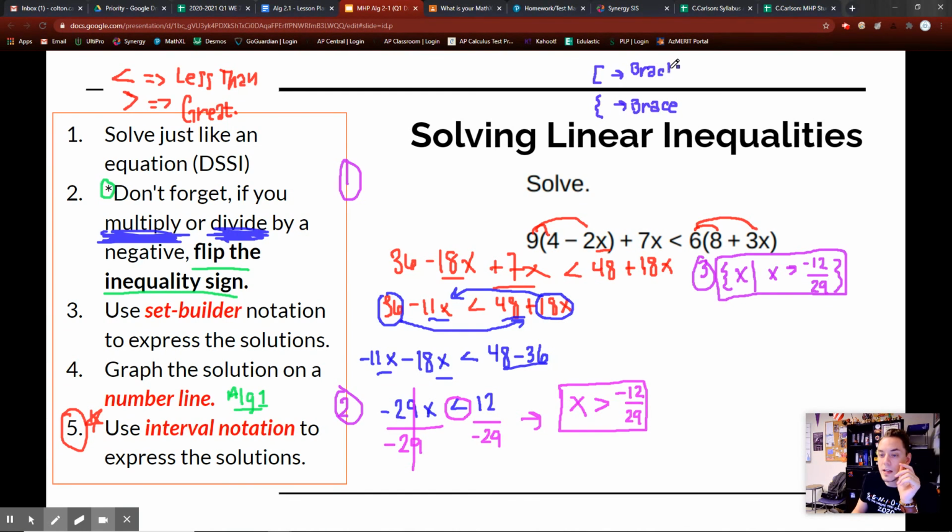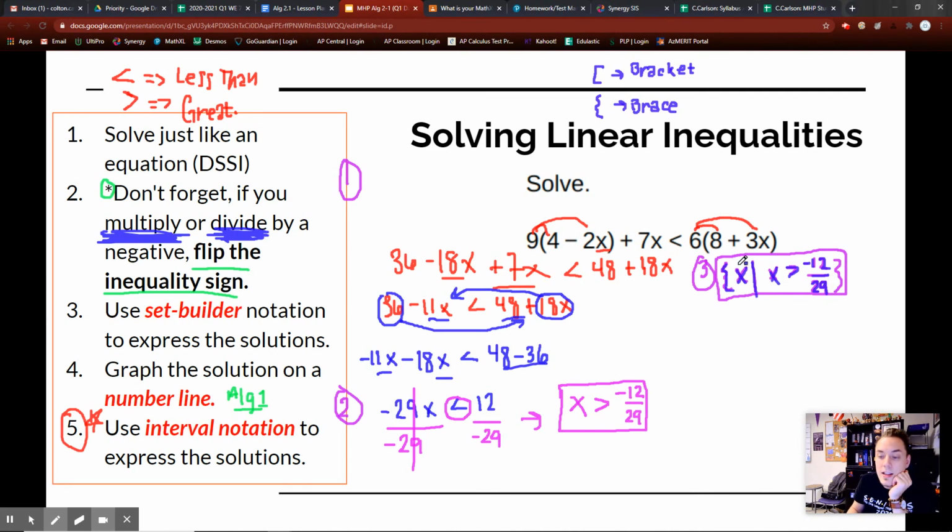So what does this mean? It means I'm going to use the brace to say this. This is the English. This is what it is in math. Ready? The set of all x, follow along, I'm going to trace it. The set, that's what the brace means, of all x, such that, so the vertical line literally means such that, x is greater than negative 12 all over 29.